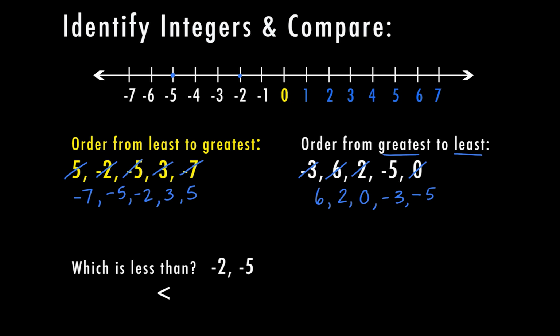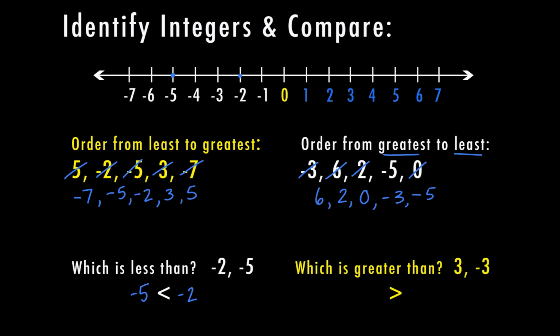Okay, so in this case I have my less than symbol, so my less than number, which is farthest to the left, is written first because -5 is less than -2. You'll also notice that the open side of your less than symbol is open to the -2, the bigger number.